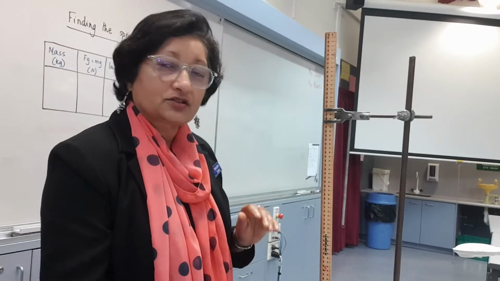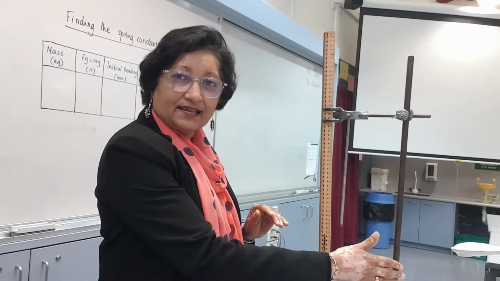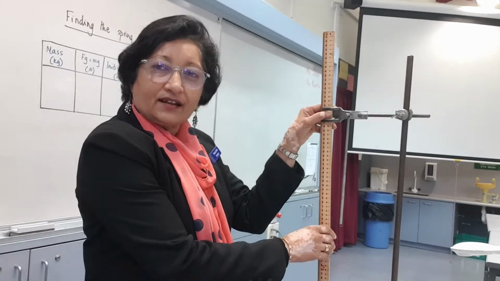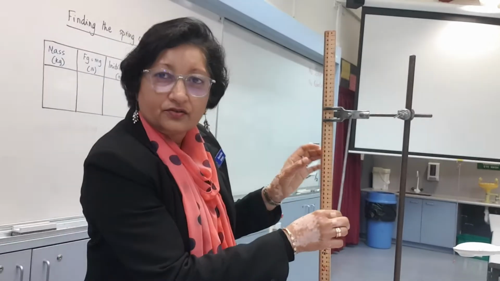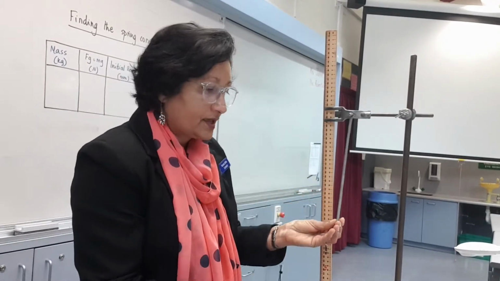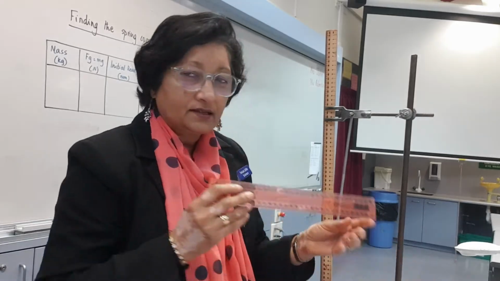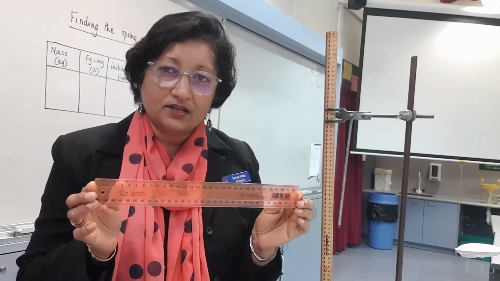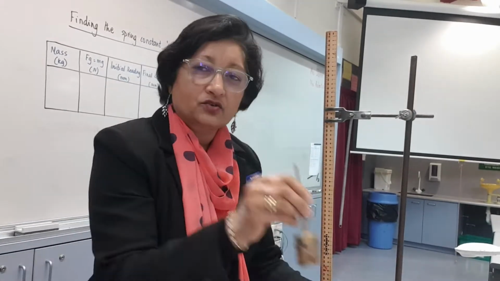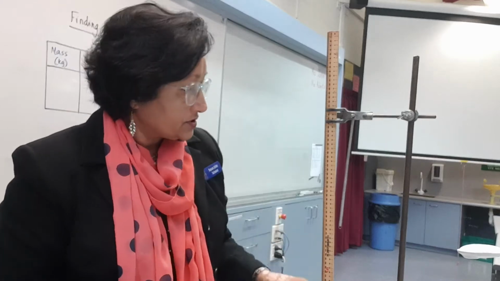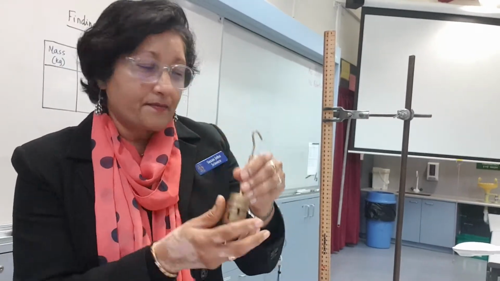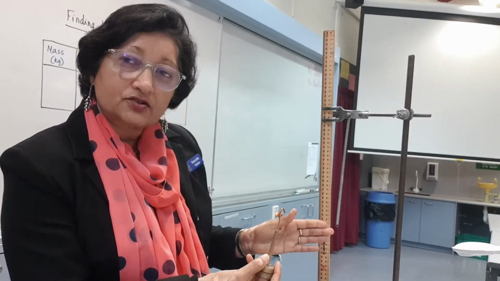So the first thing you need is your retort stand, and if you can see, I've clamped a ruler over here, and parallel to the ruler is my spring. Now you need a couple of other things. You need a second ruler, and I'll tell you why you need a second ruler, and you also need some mass. The first thing we need to do is figure out what's the mass that we're going to put on the spring.